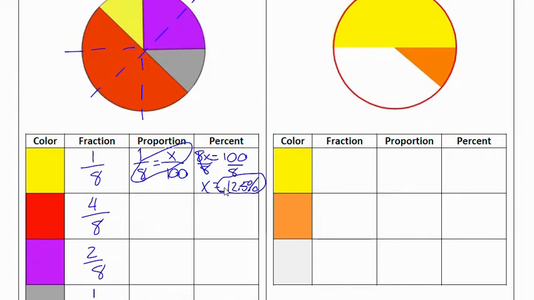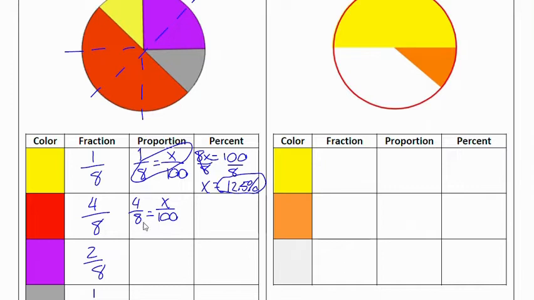Now you could memorize that 1/8 of the graph is 12.5%. That's perfectly fine too. If you memorize it, it actually makes it a little bit easier. So if we look at the next one, it is 4/8. So we're going to do 4/8 versus a percent that we don't know over 100.